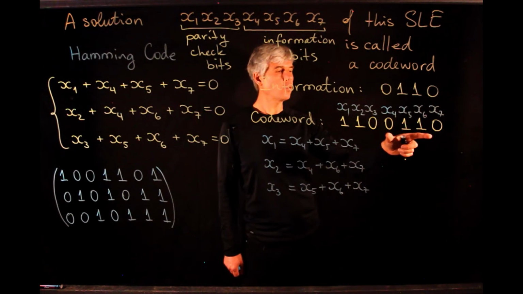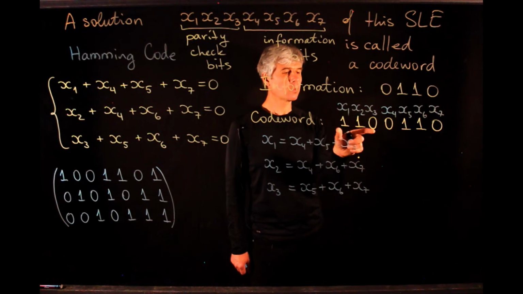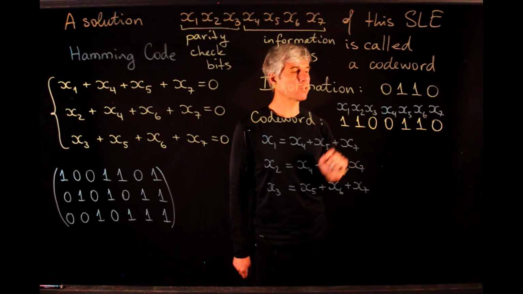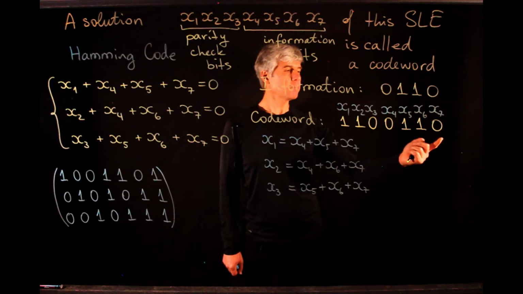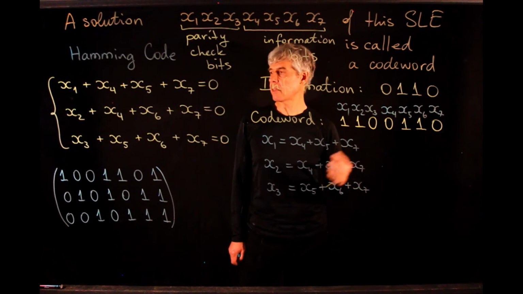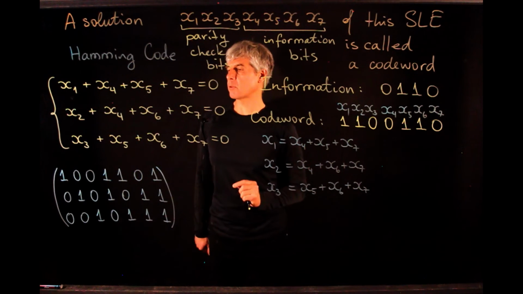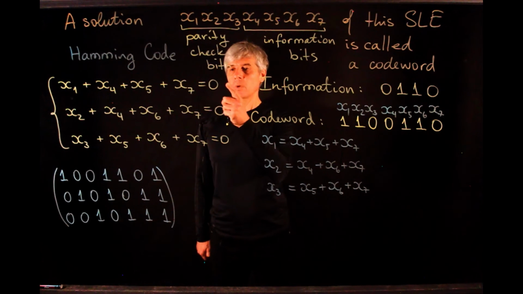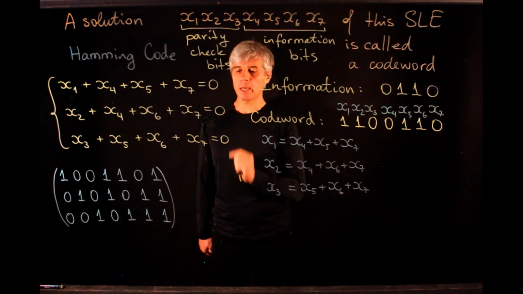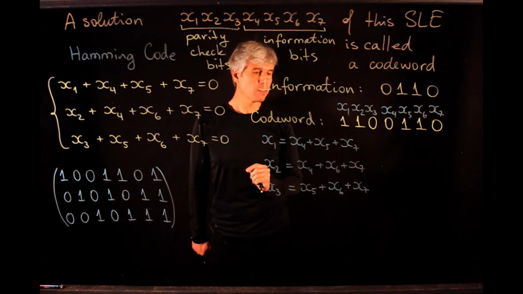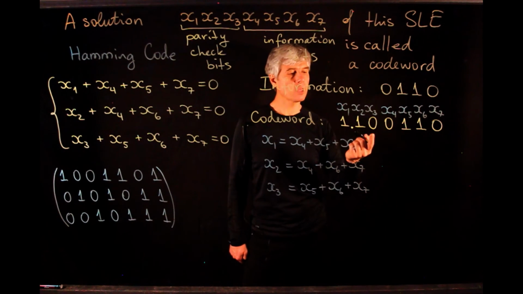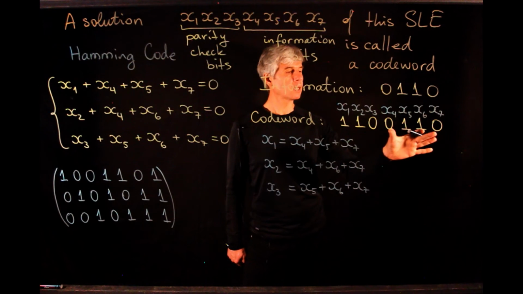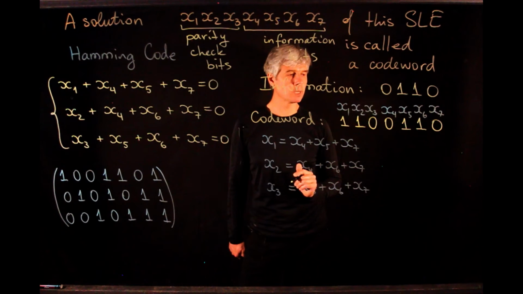Now, for each 4 bits of information that we have, we add extra 3 bits and we transmit 7 bits of information. On the other end, when we receive 7 bits, we take them and plug them into the system of equations. If we receive zeros for every equation, this means that what we received was a code word. And so then we discard the first 3 bits and we keep the 4 information bits.